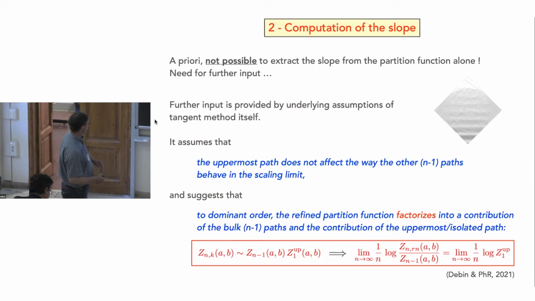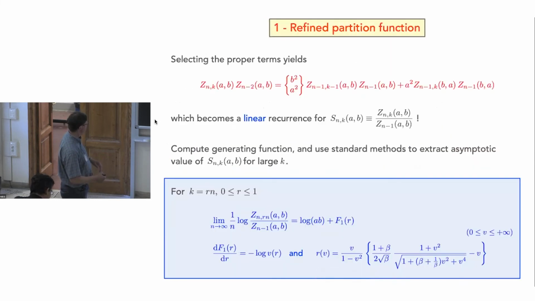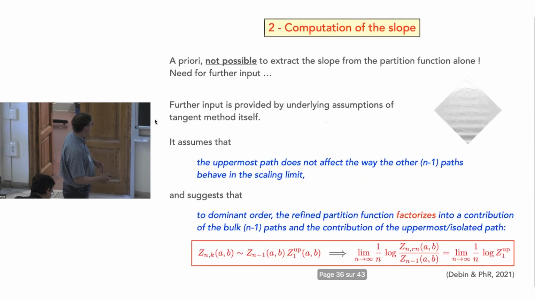And this ratio Z_n^k over Z_{n-1}, that's what we have computed in here. So that is known. So what we need to compute now is this piece. So you need to compute the partition function for a single path now. And if you succeed to do that, then you try to extract the slope from the equality.